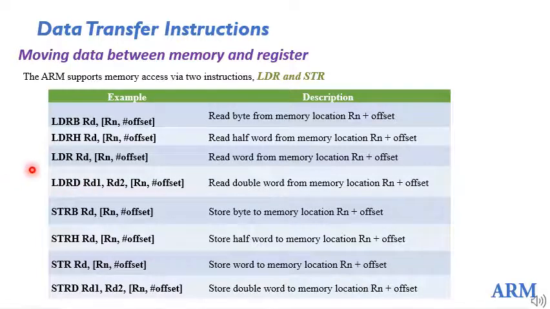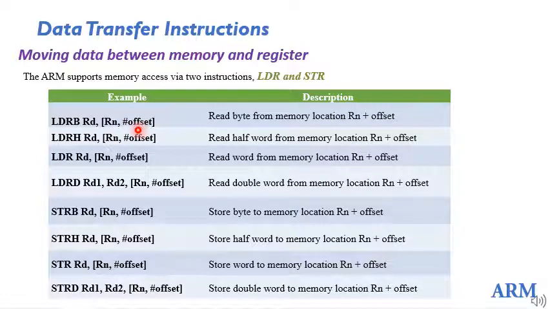Here you see something new in the instruction format, that is Rn comma hash offset. This is called the addressing mode. Cortex M3 follows different addressing modes. We will look into that later. This is one such addressing mode, that is base offset.